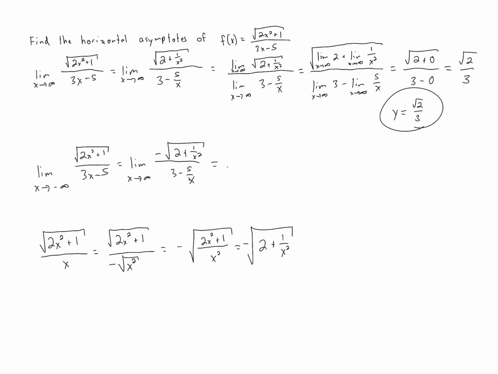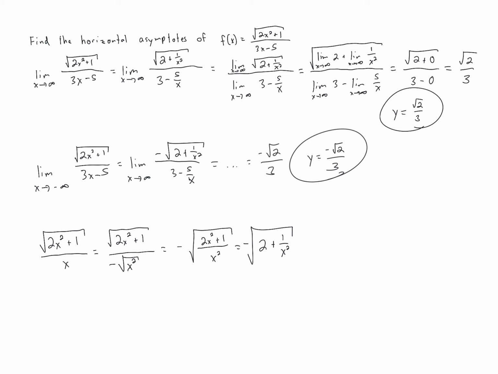And we're going to end up with those same steps getting the negative square root of 2 over 3 instead of the positive square root of 2 over 3. And so in this case, that's going to give us a horizontal asymptote of y equals negative root 2 over 3. So we have two horizontal asymptotes in this situation.